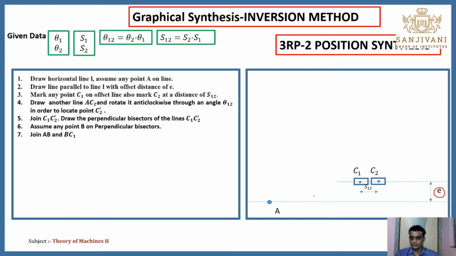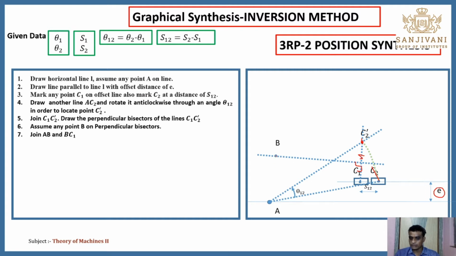Okay. Now you have to join AC2. You have to join AC, these 2 points. Next, from this position you have to draw one angle. You have to draw an inclined line having an angle of theta 1 2, and you have to draw one arc which intersects this line at a point C2 dash. Okay. Now you have to join C1 to C2 dash. You have to take the perpendicular bisector of this. This is the perpendicular bisector, and on this perpendicular bisector you have to assume or consider any one point.